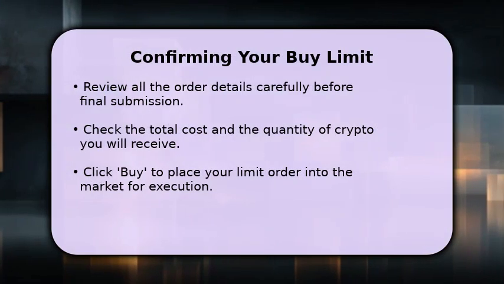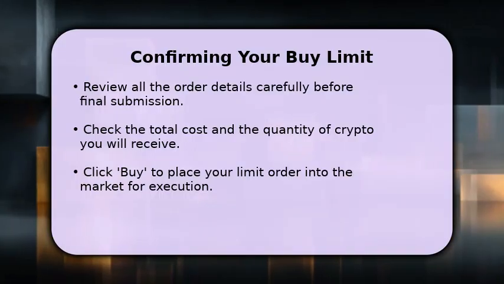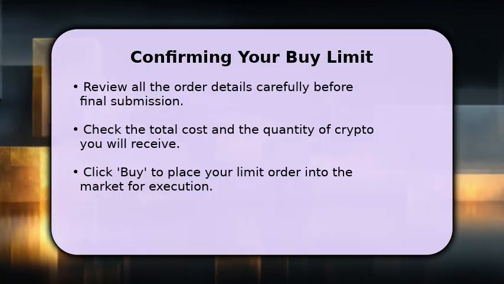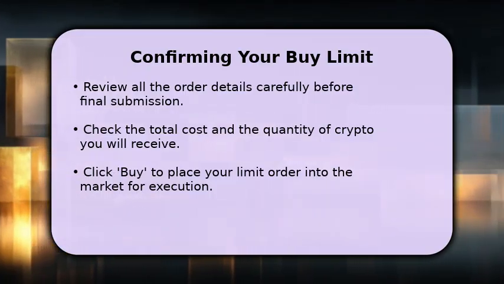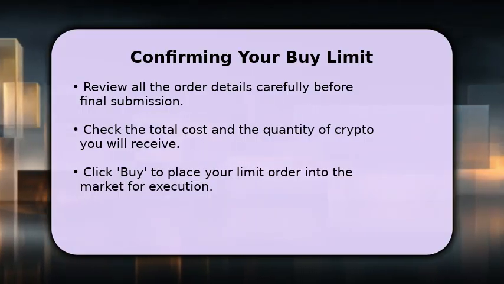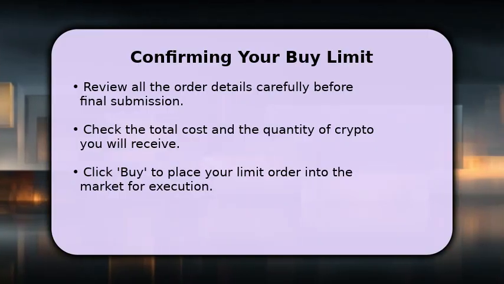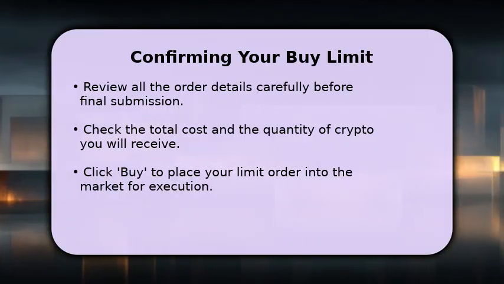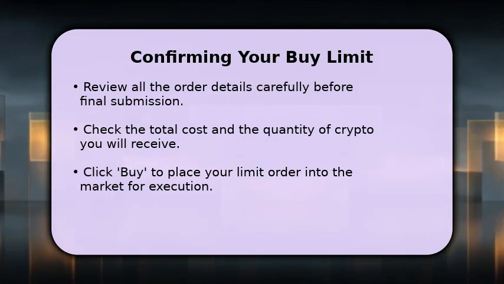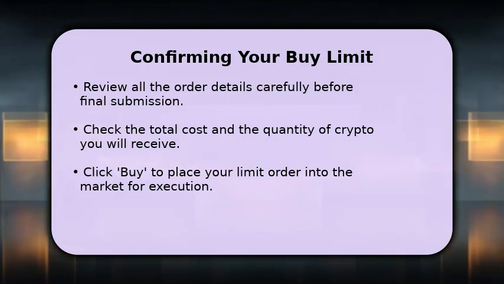Before finalizing, take a moment to thoroughly review all the details of your limit order. Double-check the price, the amount of cryptocurrency you are buying, and the total cost. Ensure everything aligns with your trading strategy. Once you are confident, simply click the Buy button to place your limit order. It will then wait in the order book until your specified price is met or exceeded.